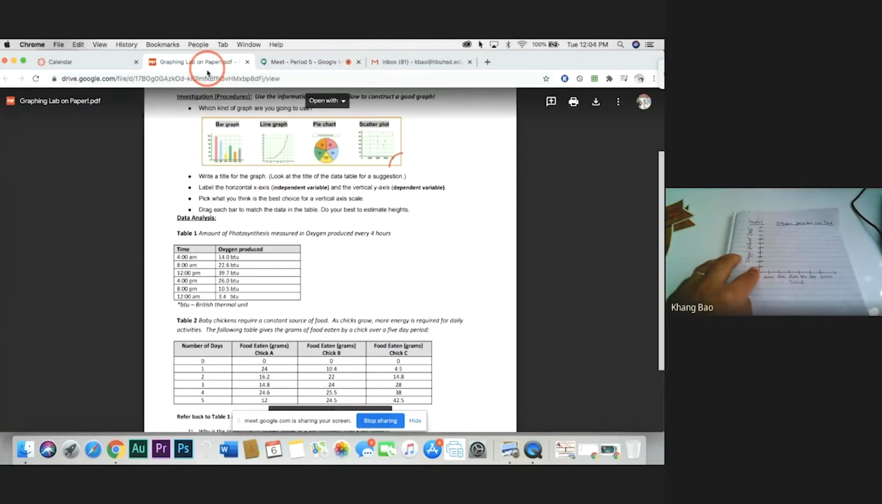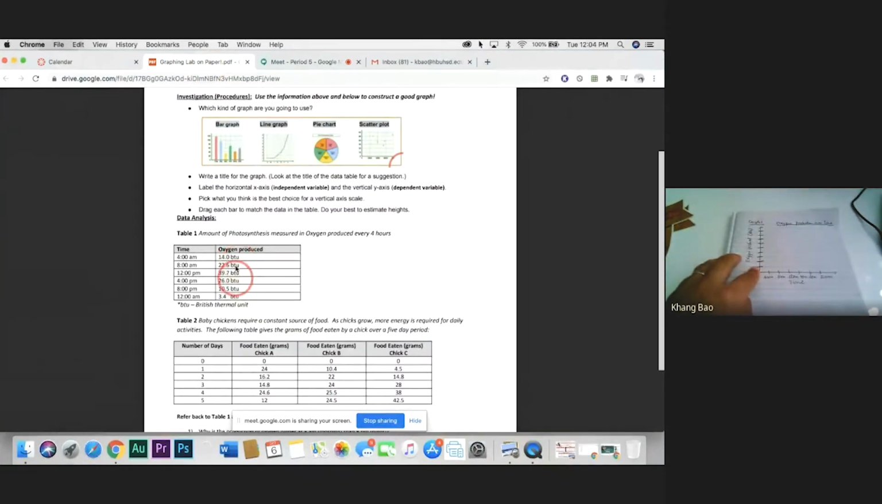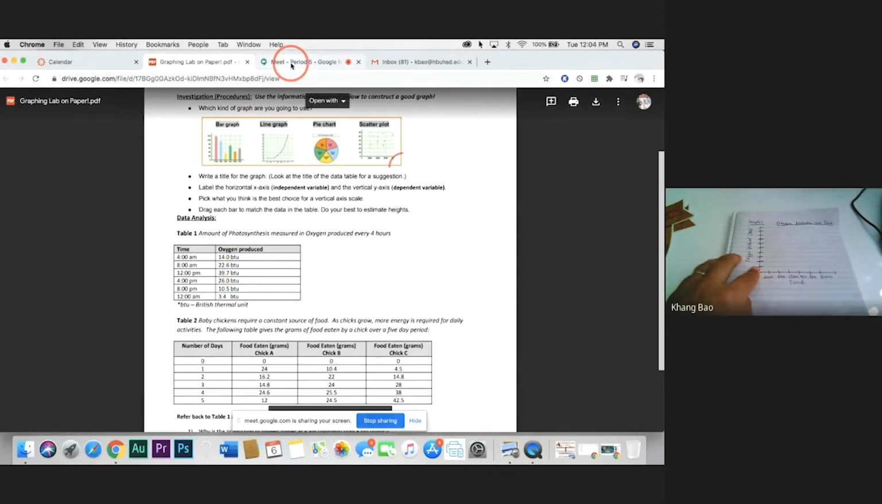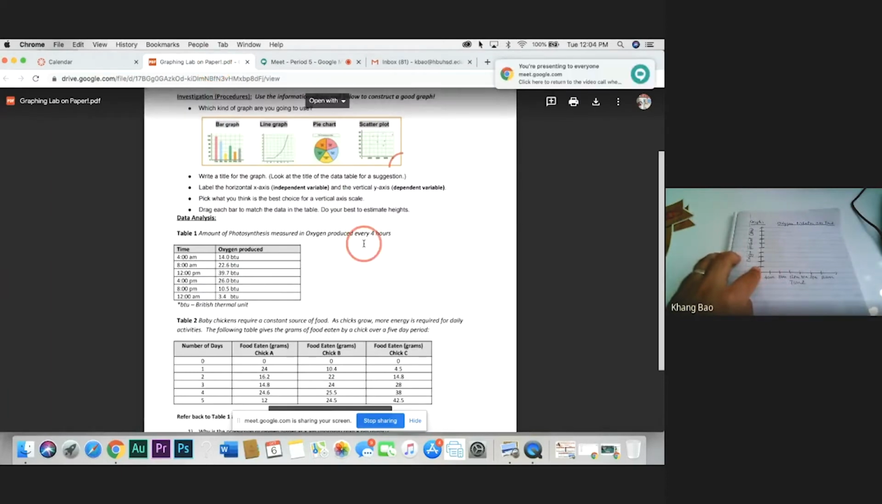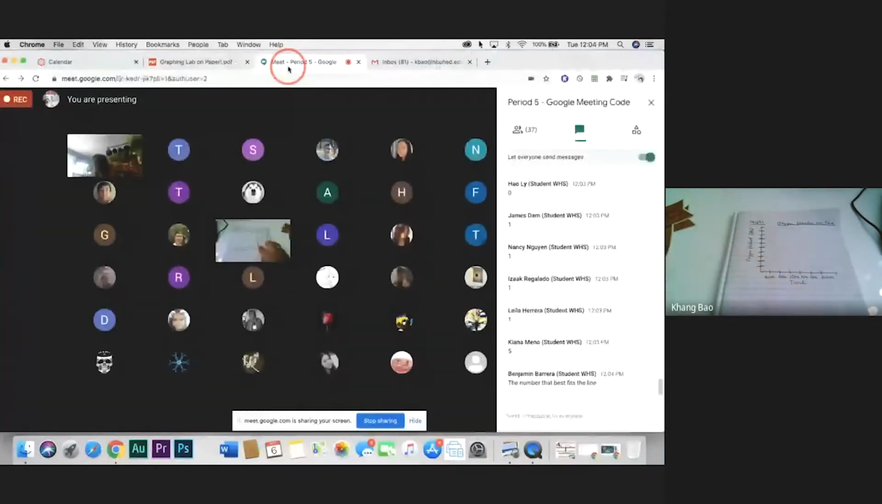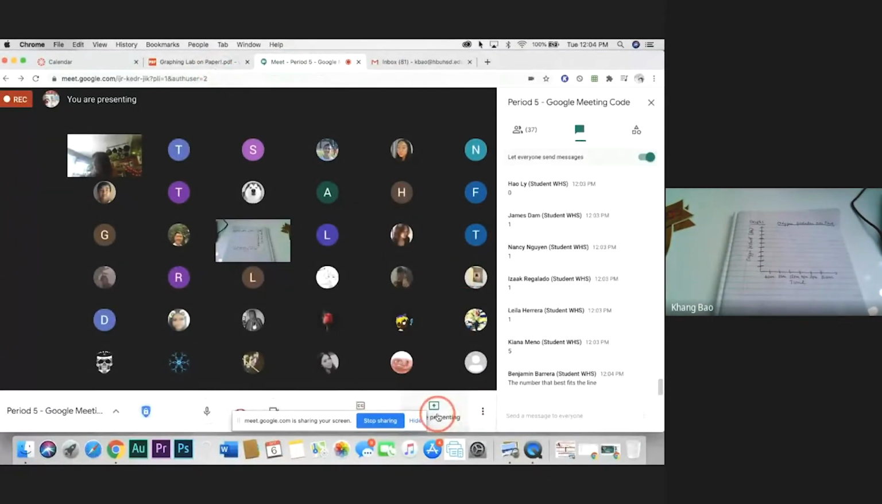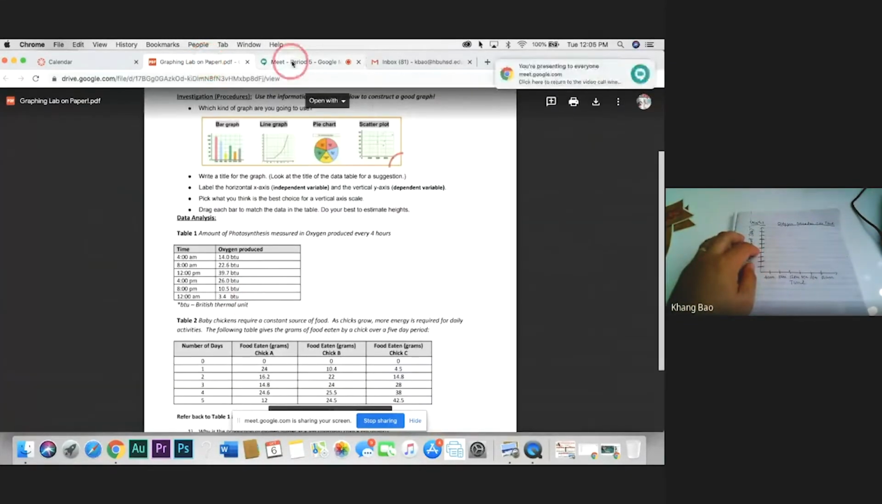How about you look for the largest number in your oxygen produced on the y-axis, the vertical axis? Look for the largest number. Everyone in the group chat, can you tell me what is the largest dependent variable, or number, in oxygen produced? What is the largest value?